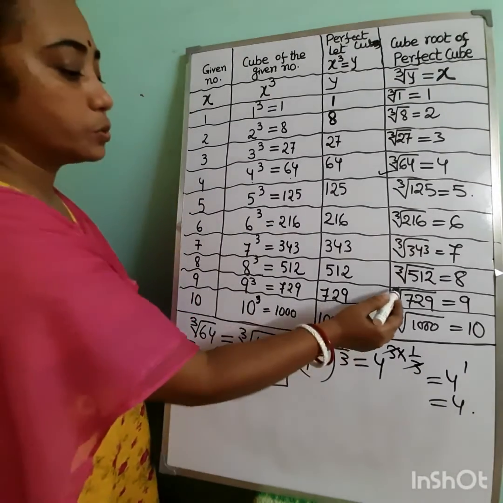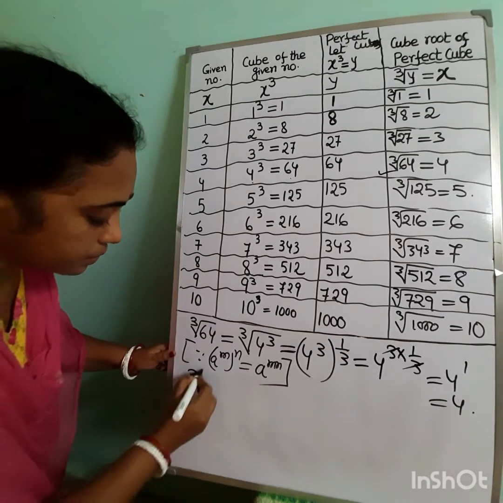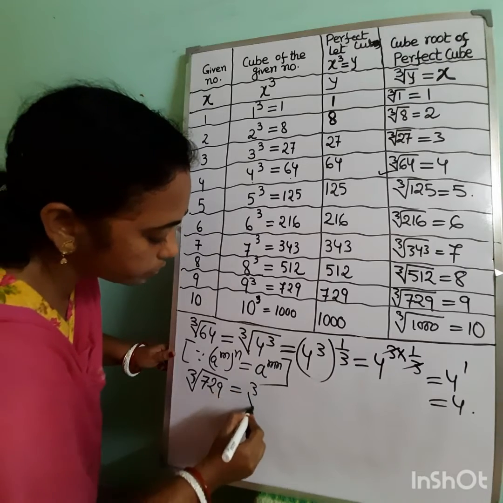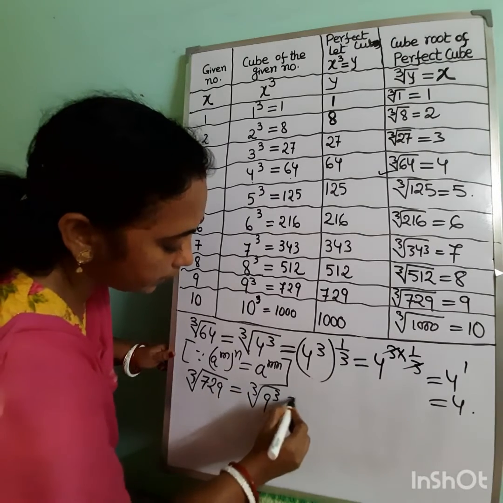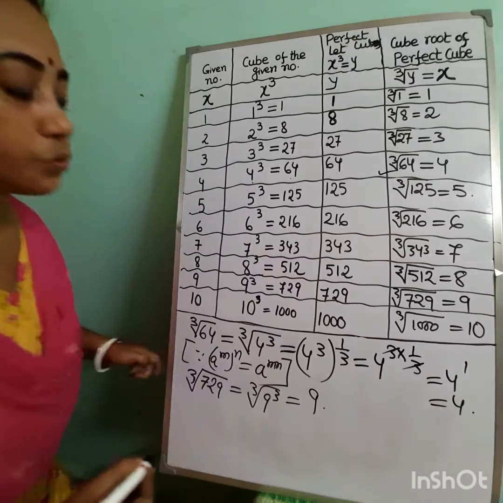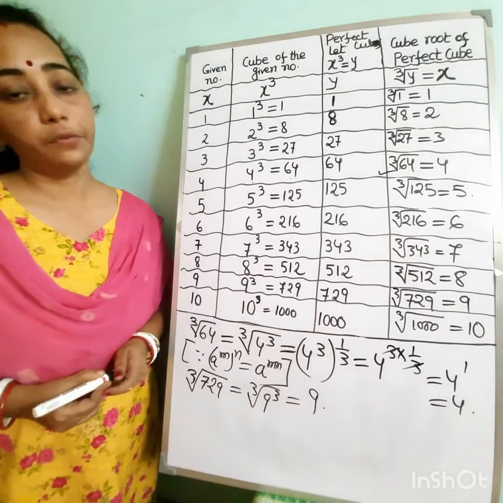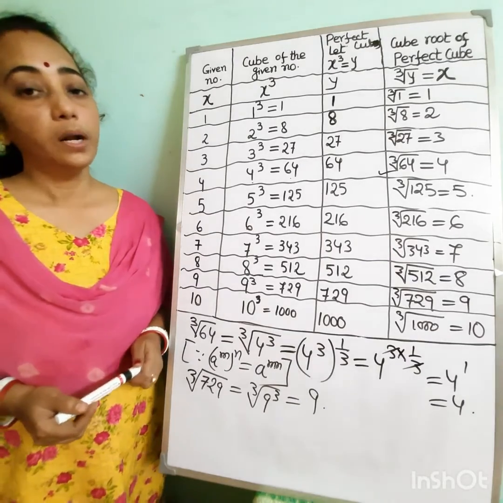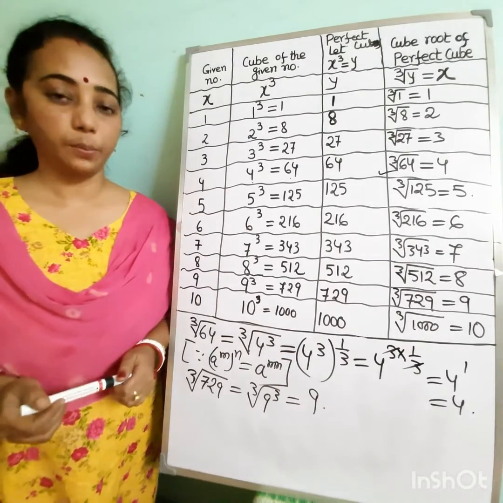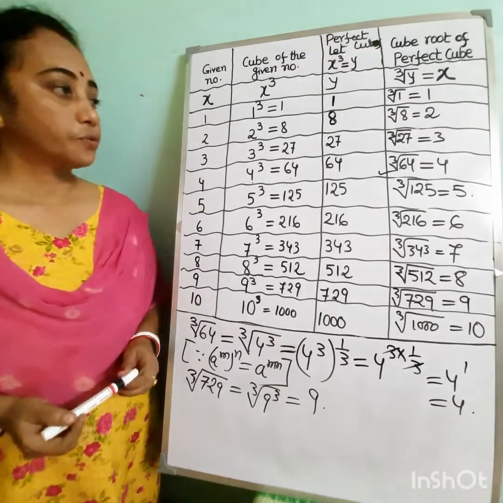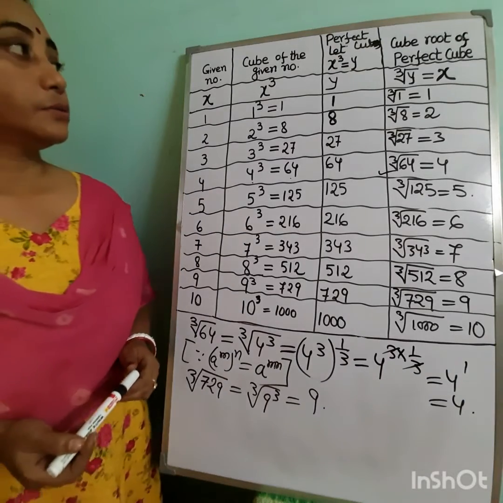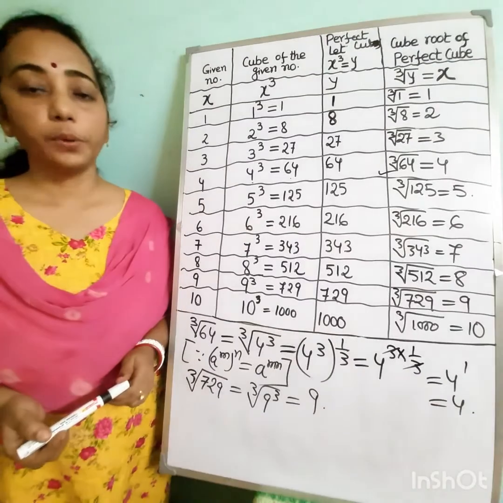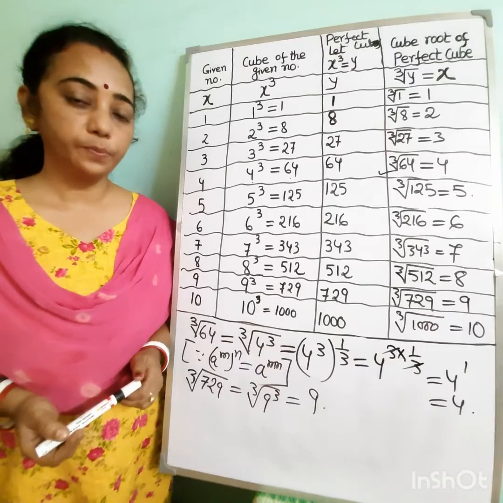Similarly, the cube root of 729 is equal to the cube root of 9 cube, that means 9. So we can easily find the cube root of a given perfect cube if we know that the given perfect cube number is the cube of which number. Also from this table, we can say that finding the cube root is the inverse operation of finding the cube.